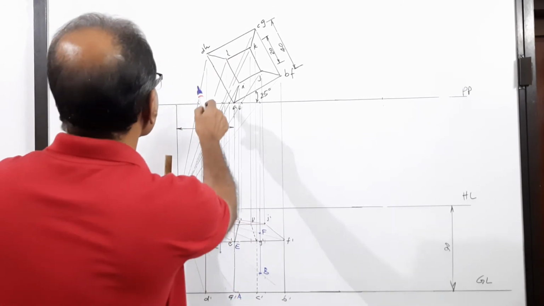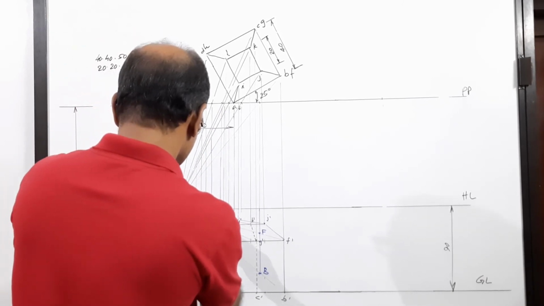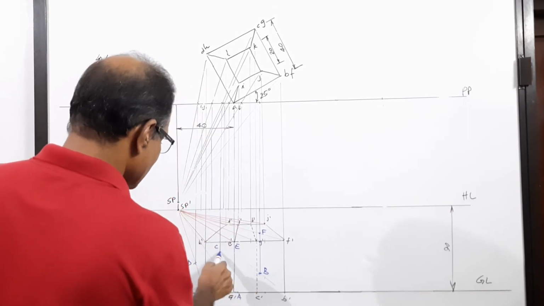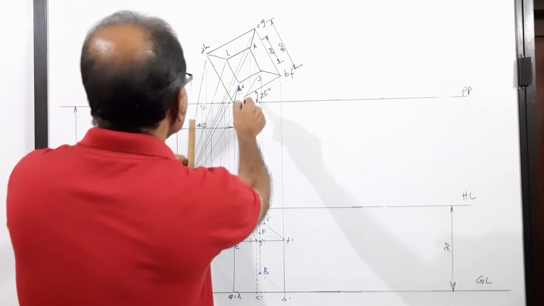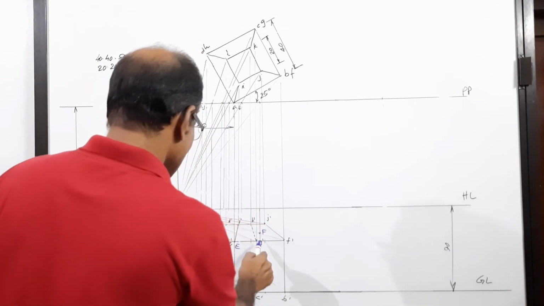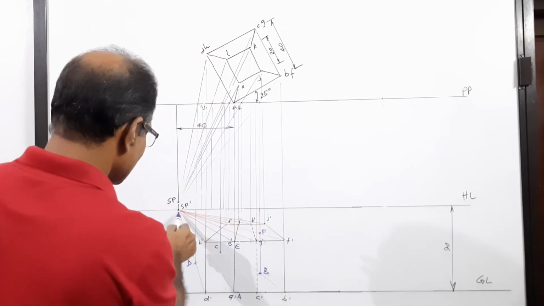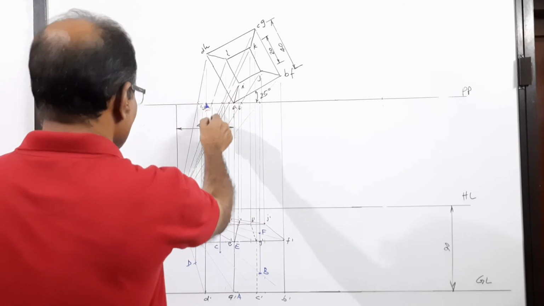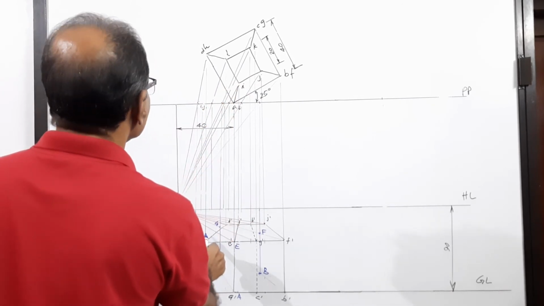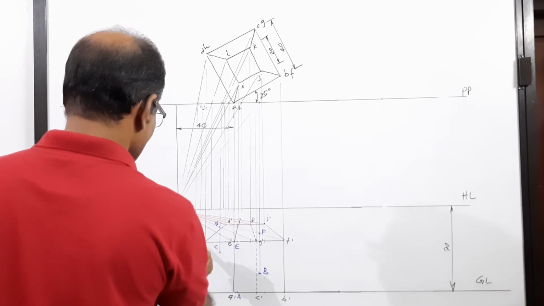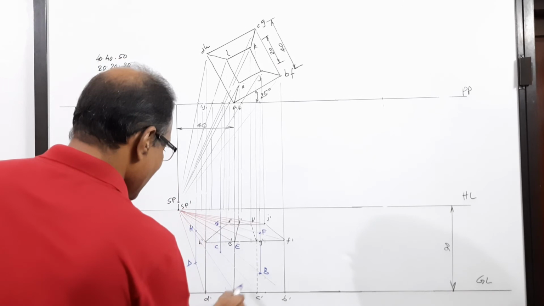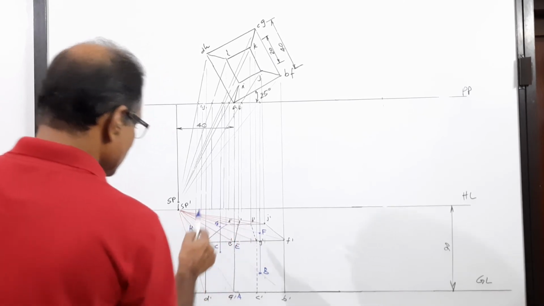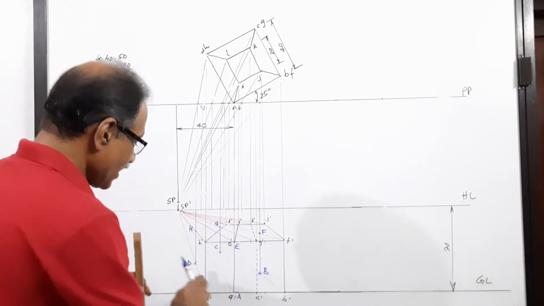C, D, A, B, C, D, E, F, G. G dash, SP dash. G, H. H, A, B, C, D, E, F, G, H. The top is completed. The top A, B, C, D base, E, F, G, H top.